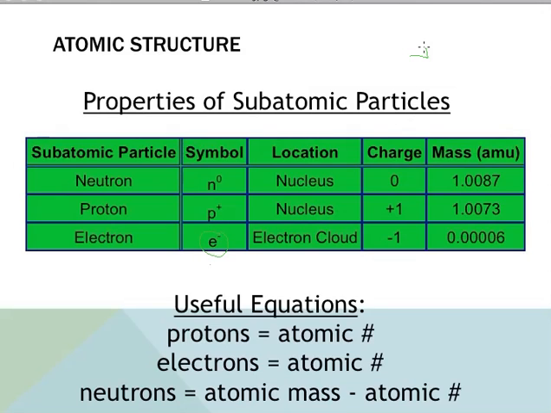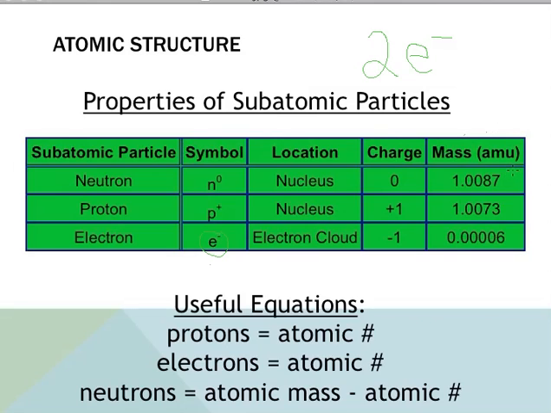You'll see, like, you could write 2 electrons. The E with the minus, that means electron. That's shorthand for electron. They're in the electron cloud. The charge is -1. And if you look here, the mass is in AMU, atomic mass unit. It's a really, really small number.